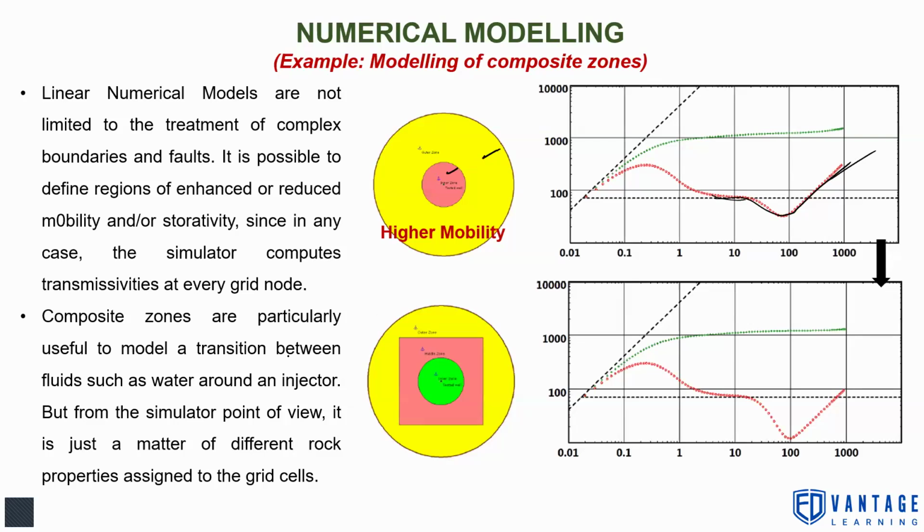Composite zones are particularly useful to model a transition zone or transition between fluids, such as water around an injector, but from a simulator point of view, it is just a matter of different rock properties assigned to the grid cells. Suppose we are injecting water in a reservoir and we want to model that in a pressure transient sense. This can be useful when we model using numerical modeling.